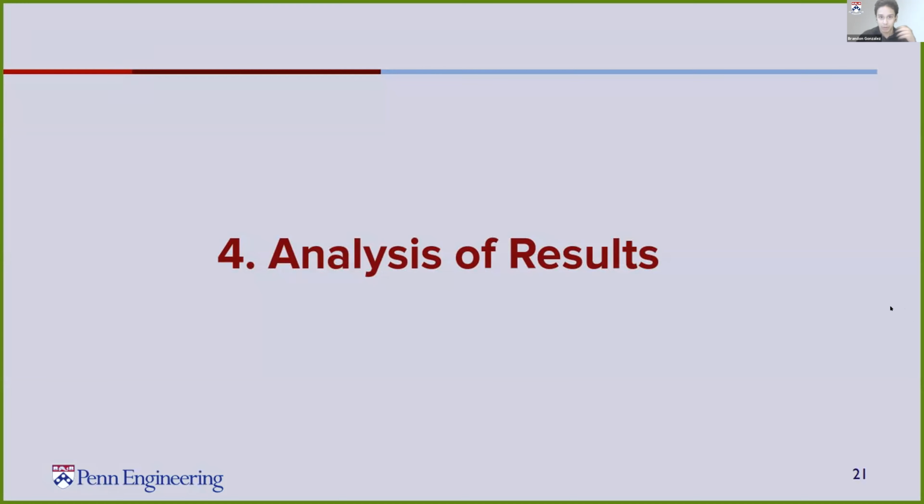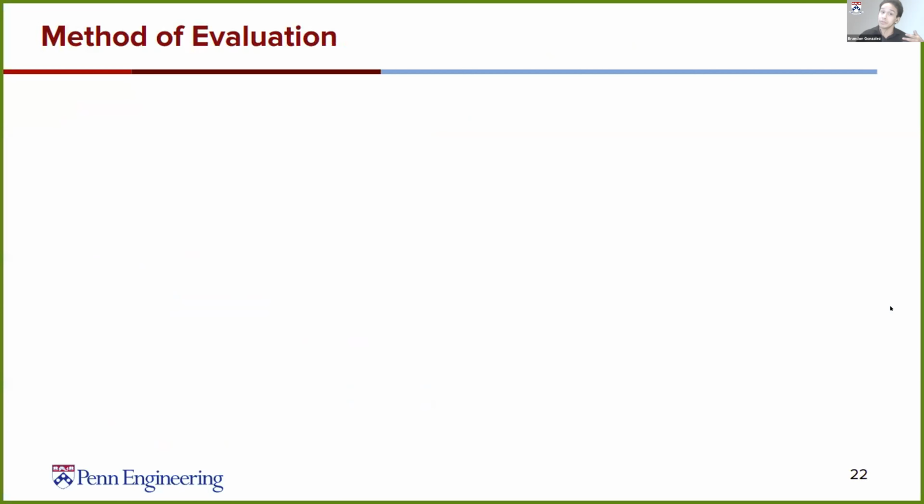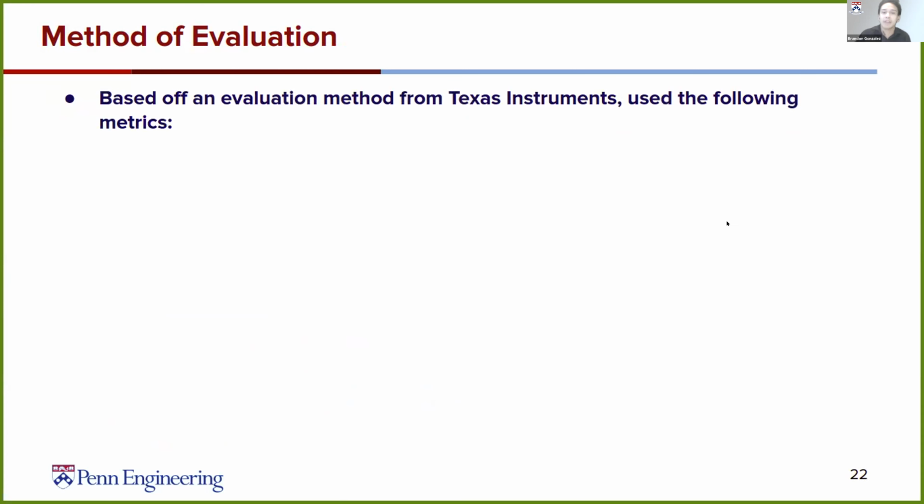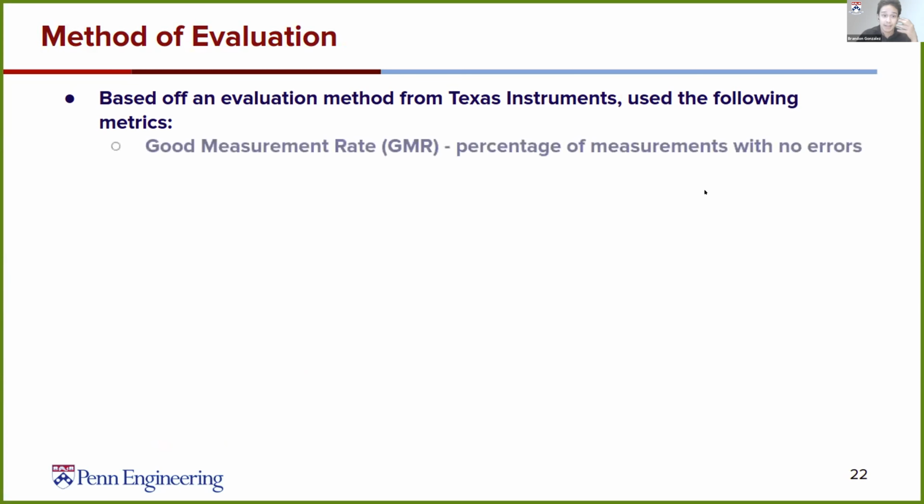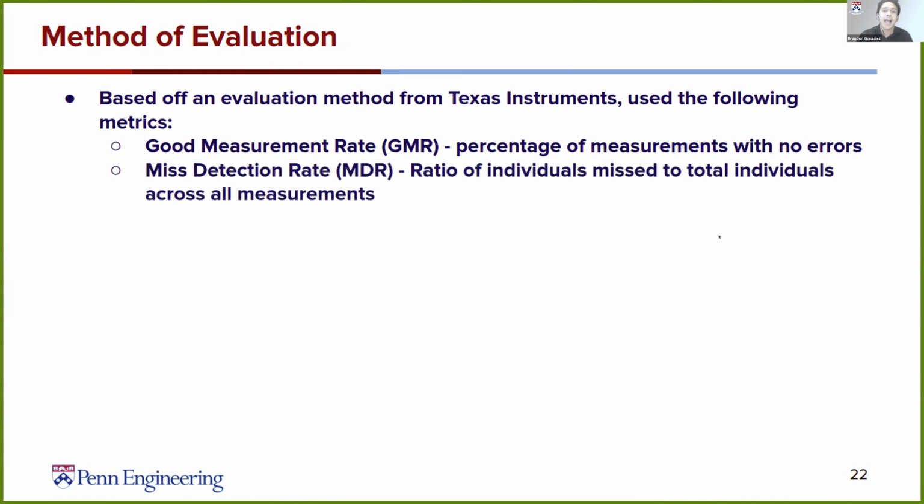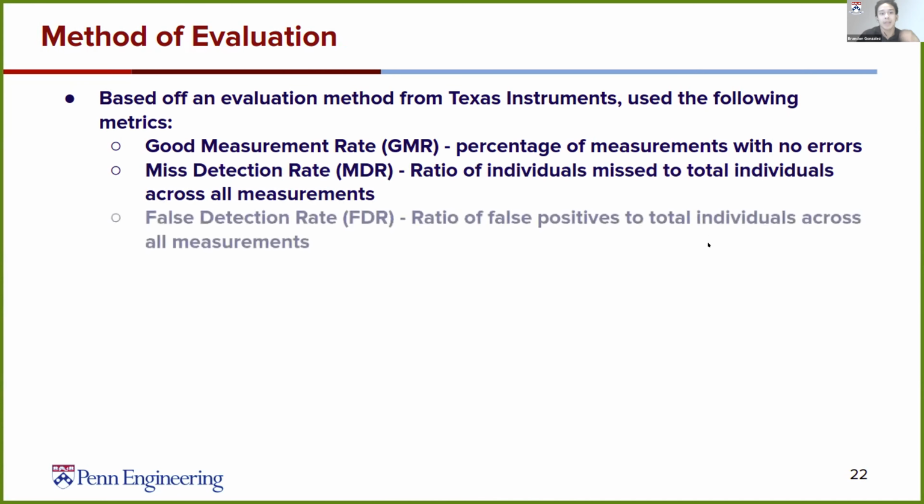So with that in mind, we'll just do a quick analysis of the results. Using an evaluation method that I found from Texas Instruments, we look at three metrics: the good measurement rate, so the percentage of measurements that didn't have errors, where we take a measurement every 0.5 milliseconds for 10 seconds. And across all the measurements, we look at a ratio of all the individuals that are missed, so how many the system did not pick up, as well as a ratio of the false positives, so how many it falsely recorded that were present in the scene.